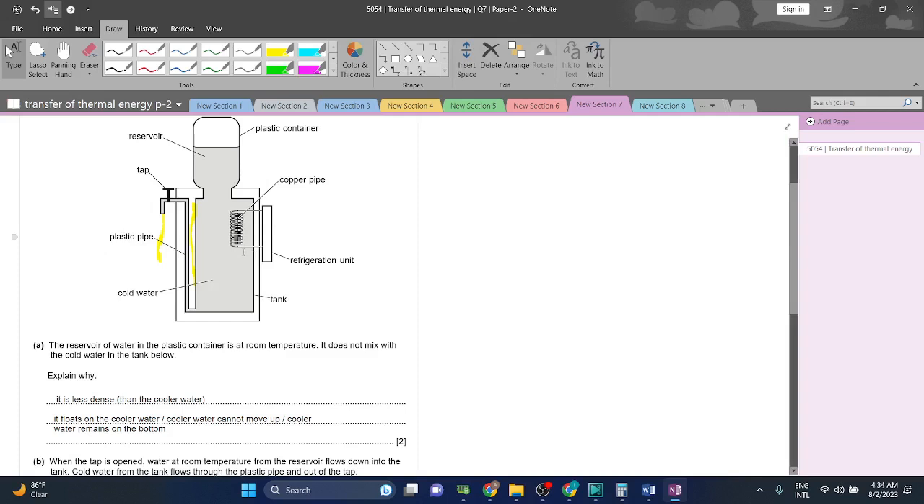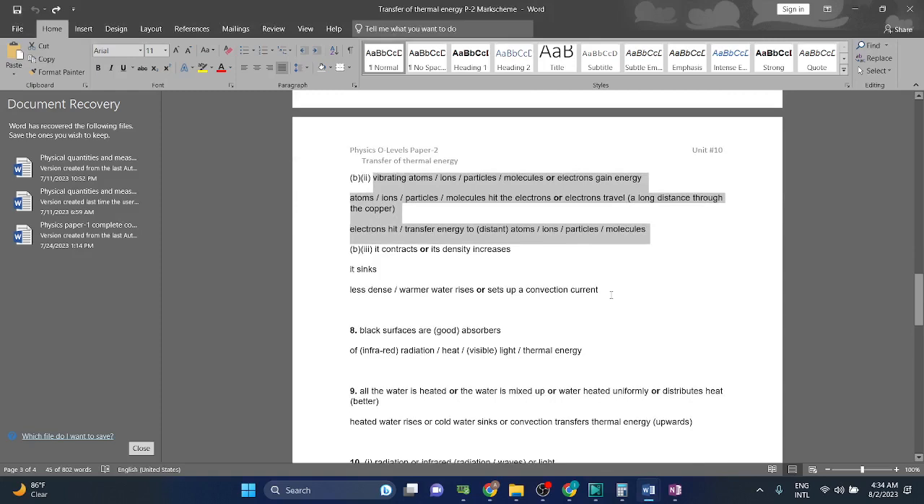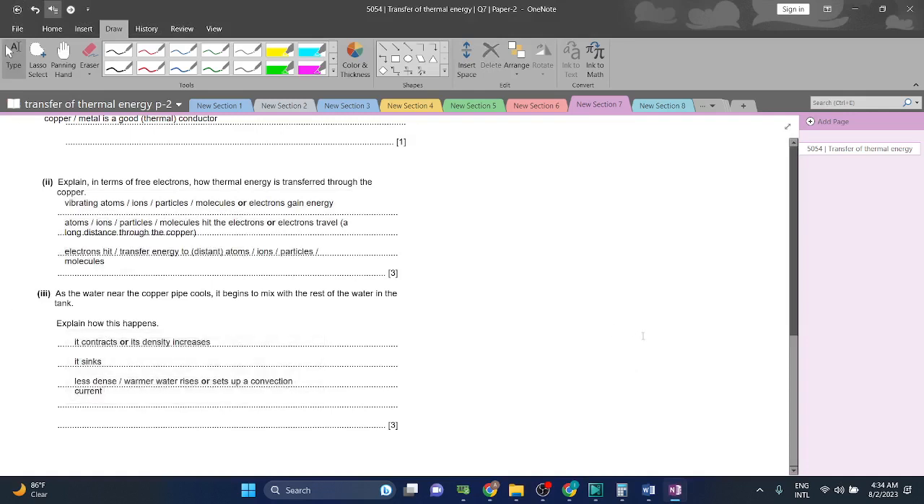I will repeat it in Urdu. Okay? The copper pipe is cooling the water, and the cold water is more dense, and the dense water will sink, meaning it goes down, right? That water will sink and it will go along with the colder water. This will be called convectional current. It contracts, its density increases, it sinks, less dense water.